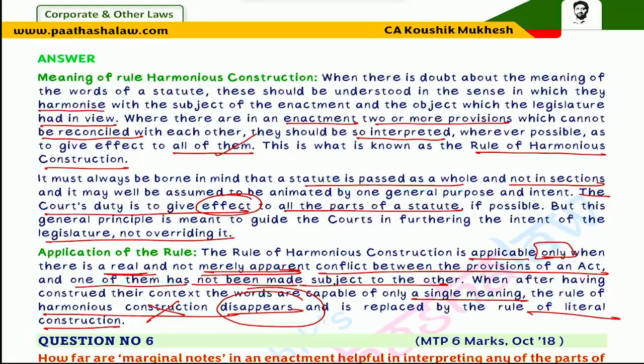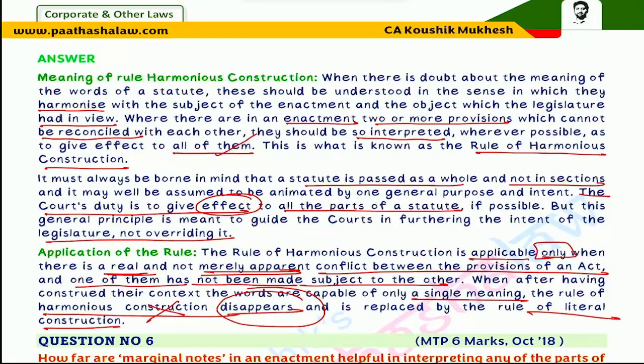Last point, point number 4 or 5 or 6 or something is there. Write down. Non-application of the rule. That means when harmonious interpretation should not be applied. Okay, write down point A.